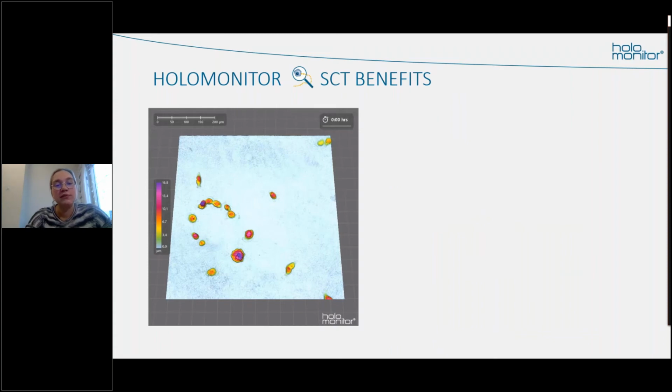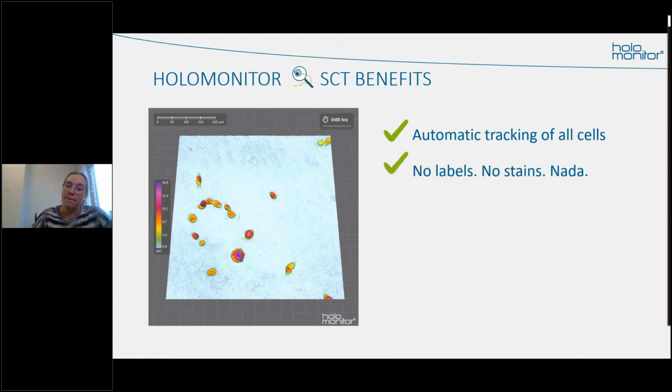So to summarize this part of the webinar, why should you use HoloMonitor Single Cell Tracking Assay to track your cells? You increase your efficiency with automatic single cell tracking, and it tracks all cells in an image. HoloMonitor studies individual cells non-invasively, so there is no need to add stains or labels, which saves the cells for further downstream analysis.